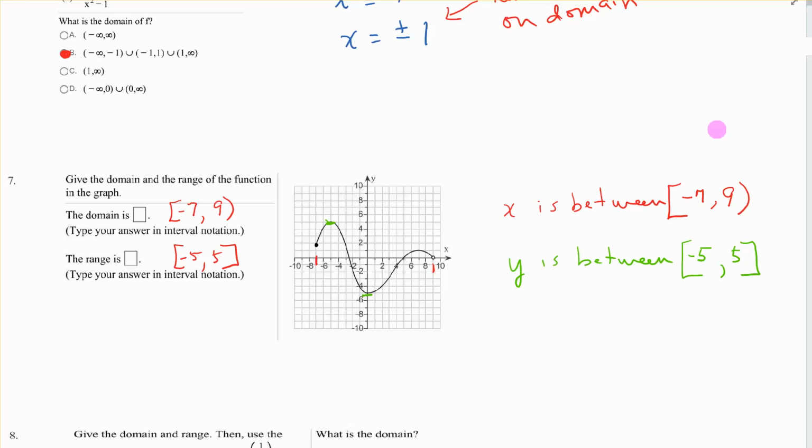We're asked to give the domain and range of the function in this graph. All right, domain is every x that's represented. So the furthest left x we have is negative 7. The furthest right x we have is 9. This one has a closed circle, this has an open circle. That means we're going to have bracket from negative 7 to 9 parentheses. And then we do the same for the range. What's the range? The lowest y value is negative 5. Highest y value is positive 5. So again, here's the way to put that in interval notation.